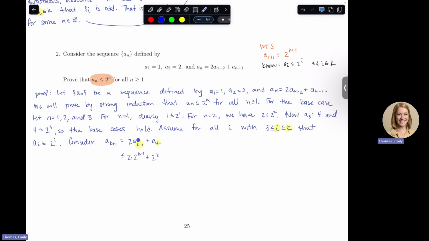So the inductive hypothesis says a sub k minus 1 is less than or equal to 2 to the k minus 1, and also a sub k is less than or equal to 2 to the k, so we replace that inequality with an equality.